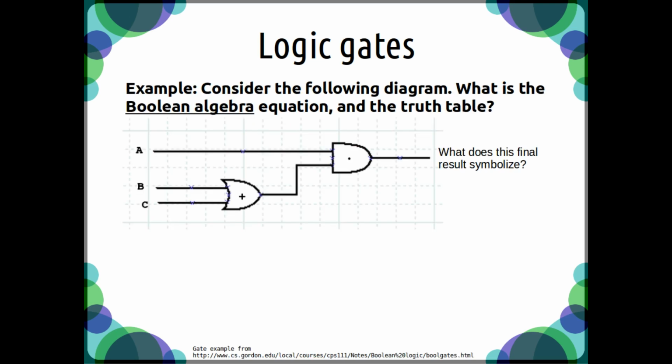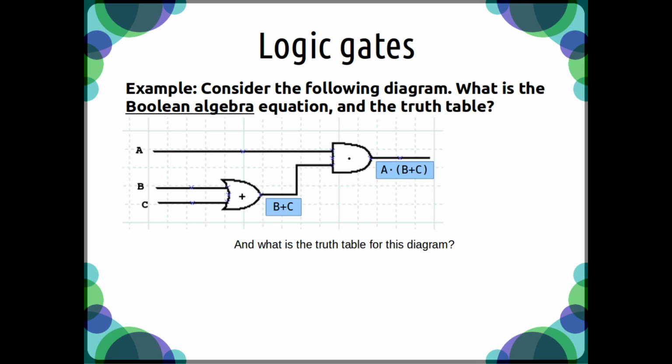So for example, consider this diagram. What is the Boolean algebra expression and the truth table for it? So looking at the left side, we have our variables, and at the right side will be the final equation. So if we just look at these one gate at a time, we can build B plus C as one part, and then altogether it's A times, and then B plus C in parentheses.